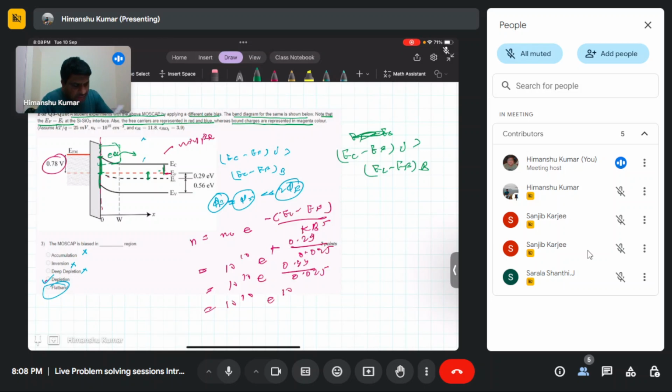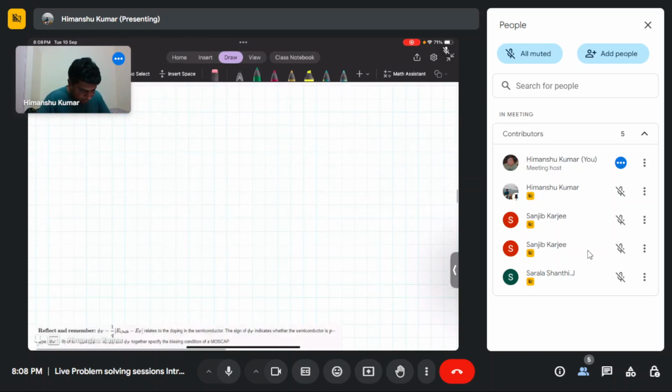For the inversion region, the shift in the surface potential should be psi S equals 2 times psi F, but here psi S is just at psi F. So basically, it's not in the inverted region. This region is basically the depletion region. So now we know how the MOSFET is biased.